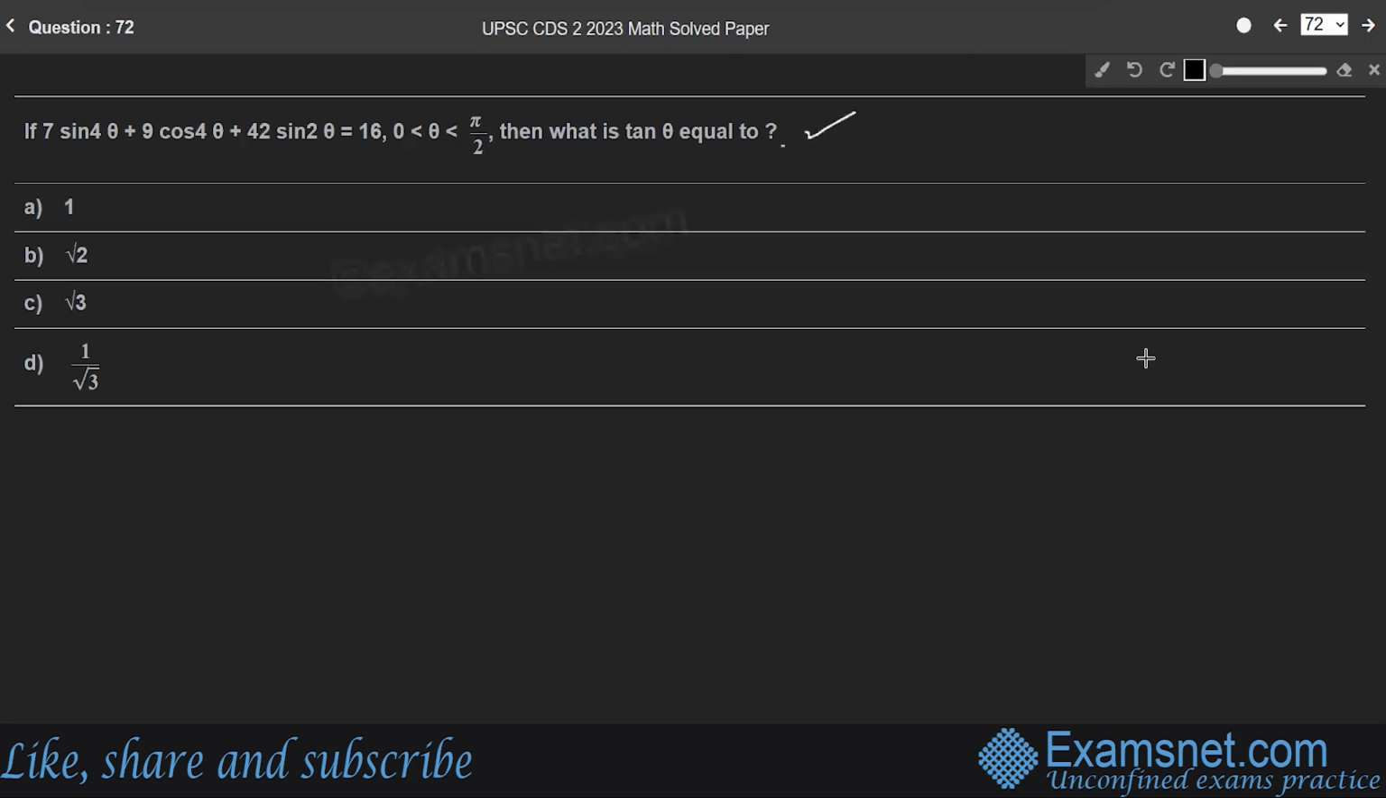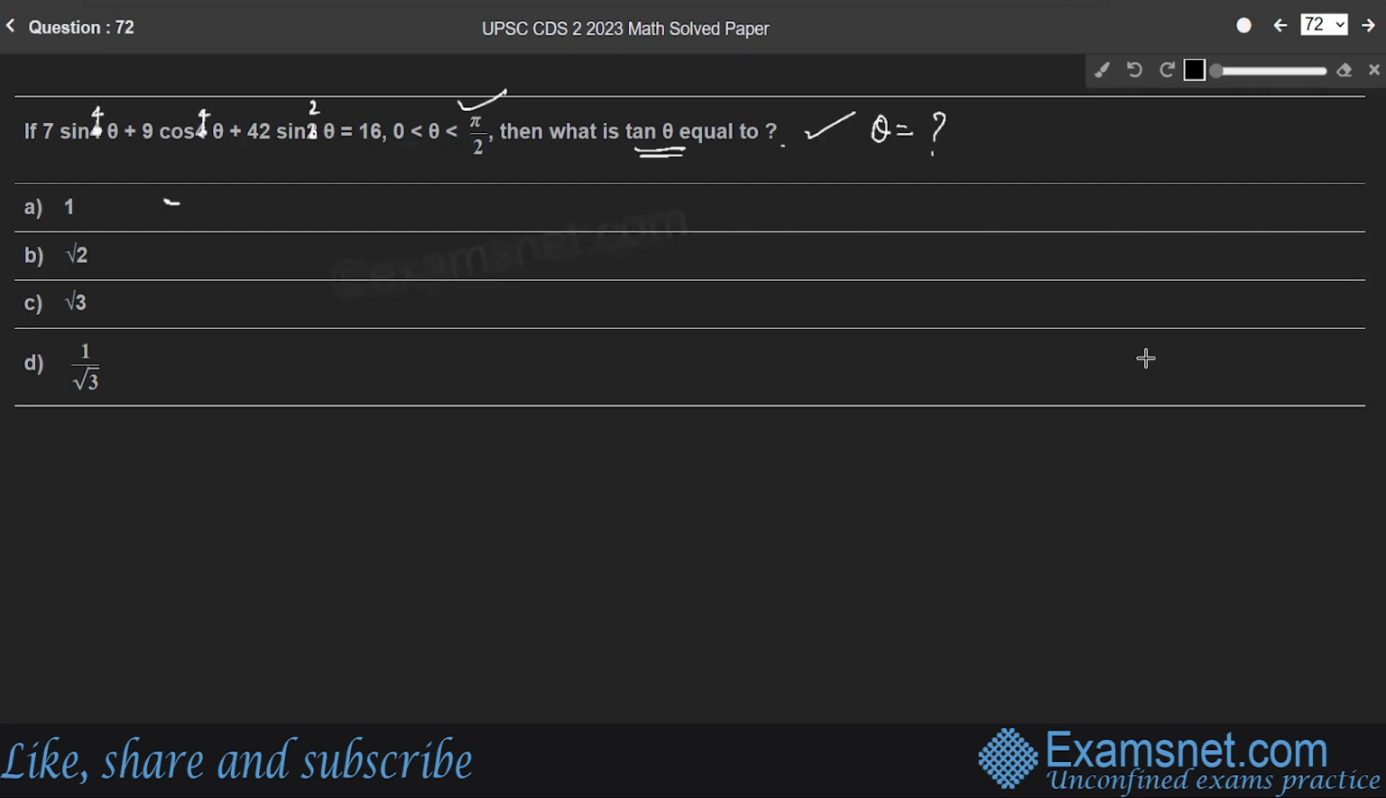Question 72. If 7 into sine raised to 4 theta, this is not sine 4 theta, sine raised to 4 theta, plus 9 into cos raised to 4 theta, plus 42 into sine square theta, right, is equal to 16, where theta lies between 0 and 90 degrees, then what is tan theta equal to? So to find tan theta, we need the value of theta. What is theta, right? So for that, we'll consider the given equation.